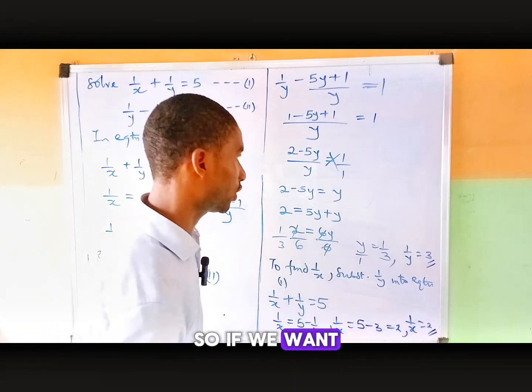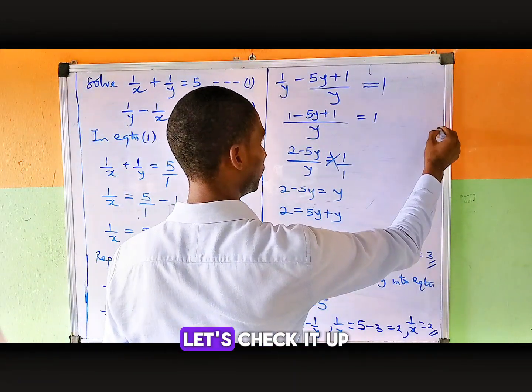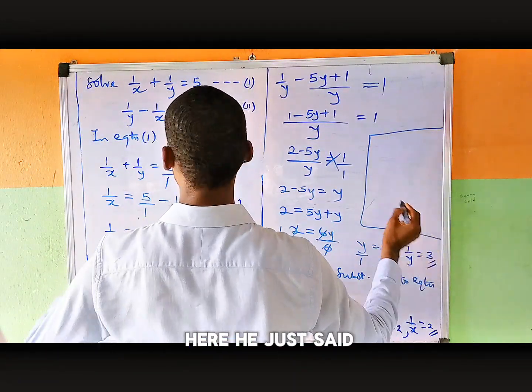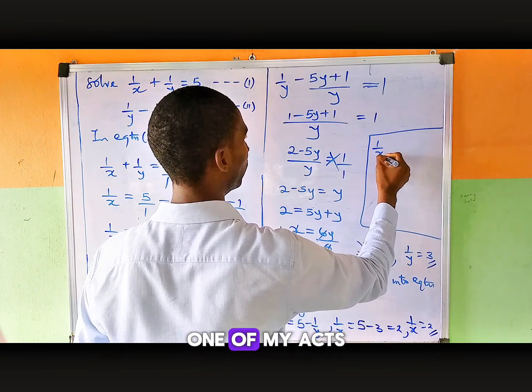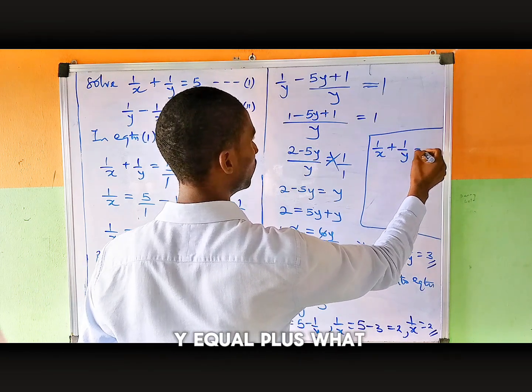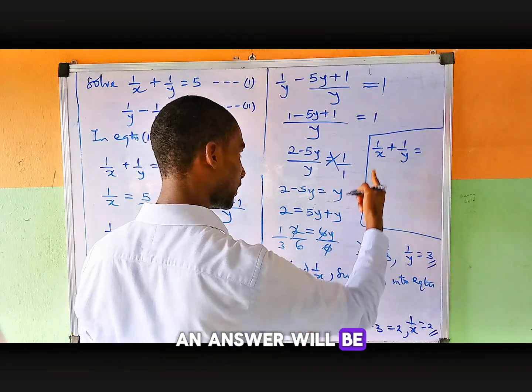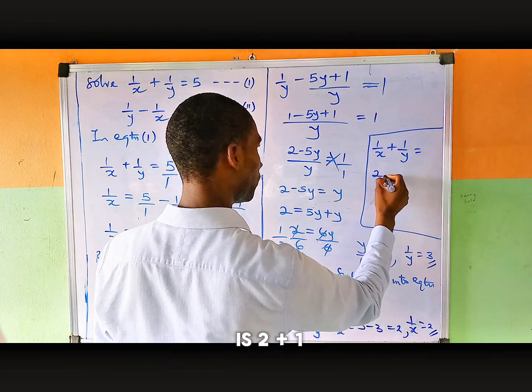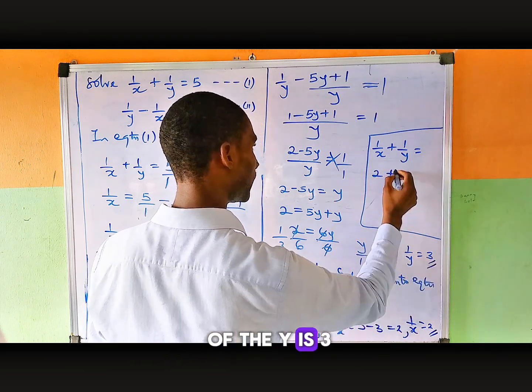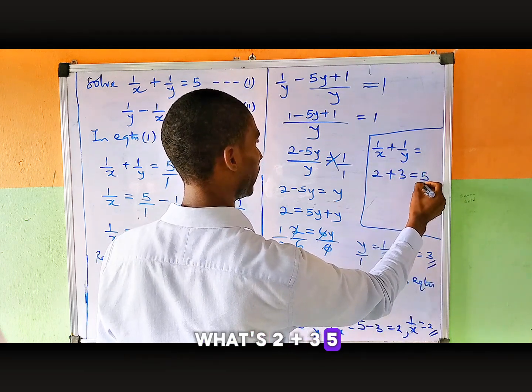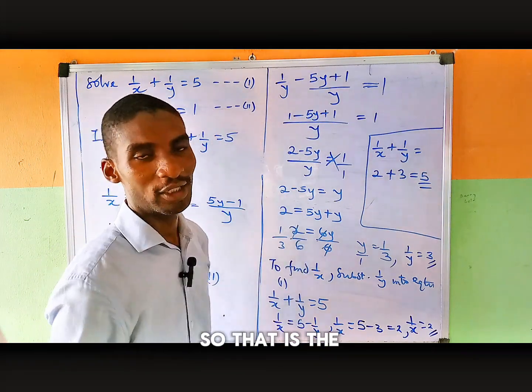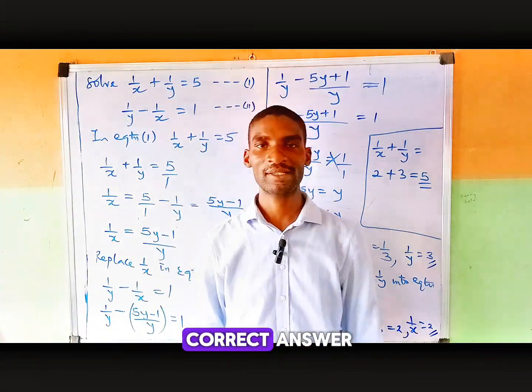So if we want to check if this answer is correct, let's check it up here. Using equation 1, it says 1 over x plus 1 over y equal, let's see what our answer will be. 1 over x is 2 plus 1 over y is 3. And what's 2 plus 3? 5. And the answer is 5. So that is the correct answer.